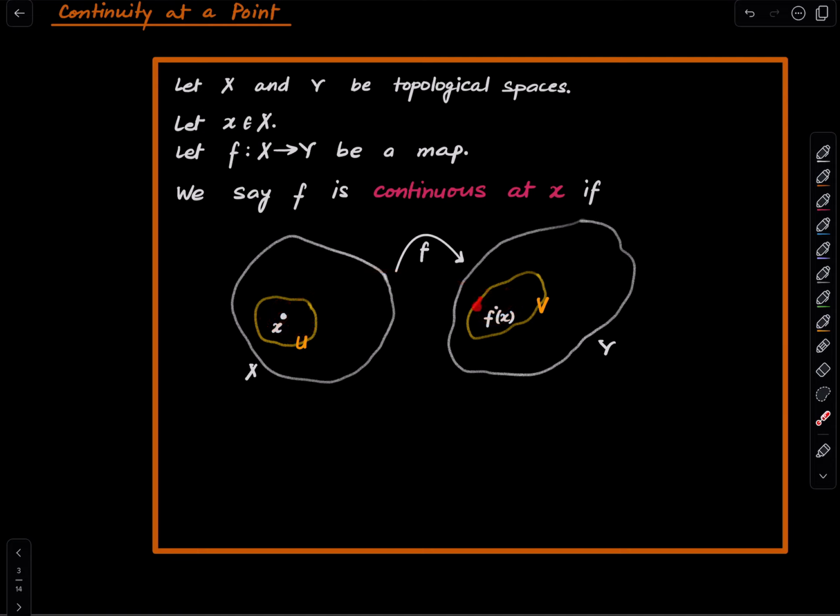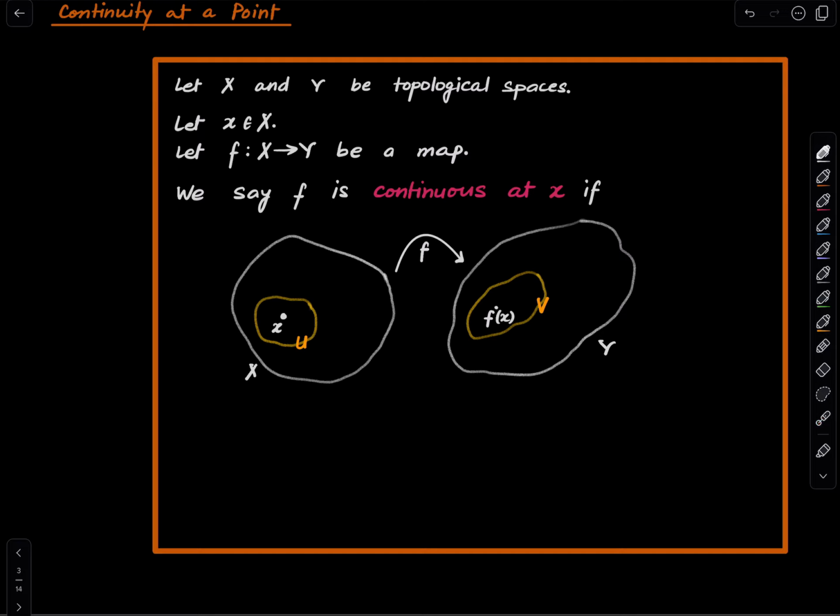Whenever you choose points near f(x), points which are sufficiently near to x, all of them map inside V. All points sufficiently near to x move near to f(x). Right? That's exactly how we understand continuity when we study real analysis. All of this just abstracts this out. So let's write down the formal definition.